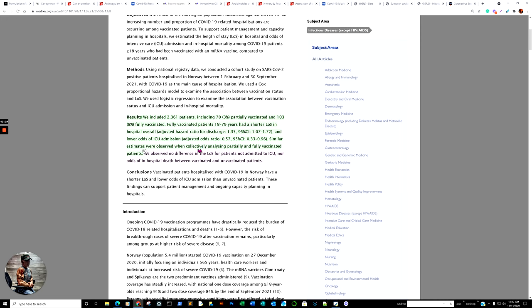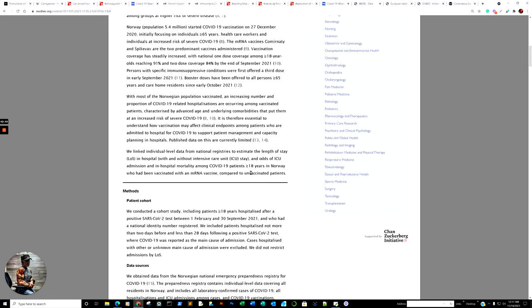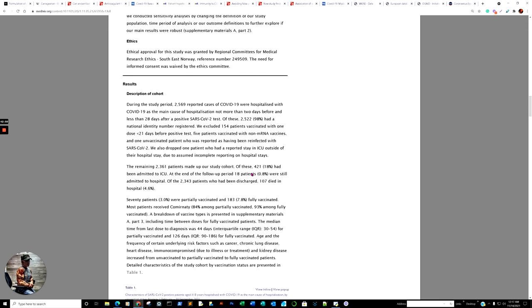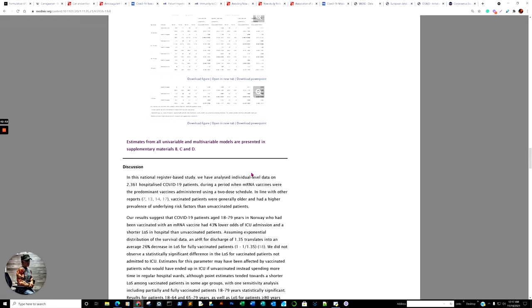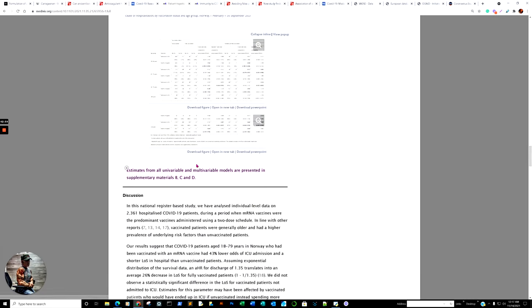Similar estimates were observed when collectively analyzing partially and fully vaccinated patients. We observed no difference in the length of stay for patients not admitted to ICU nor odds in hospital death between vaccinated and unvaccinated patients. So there's part of it. And the conclusion you can read through. But we're just going to look at the raw data. And the study will be there for us to look at just as well. And let's look at that raw data again. Here we go. Ready?